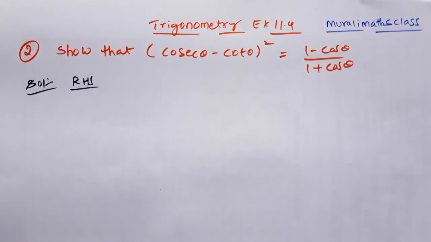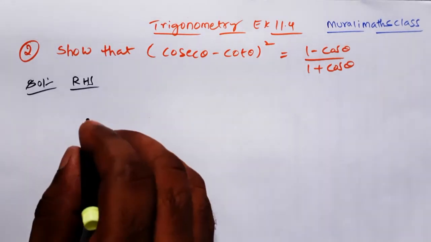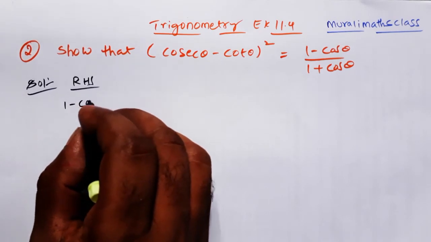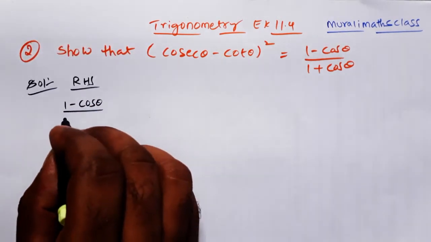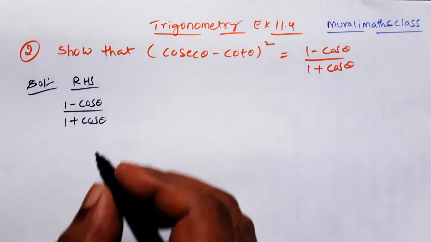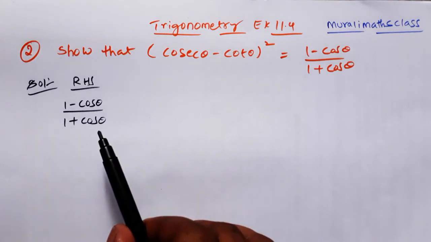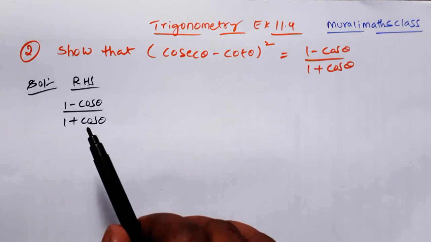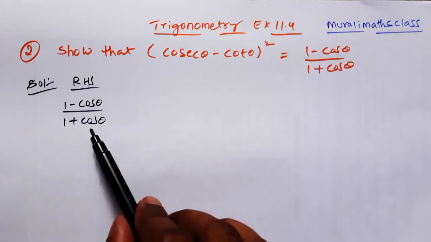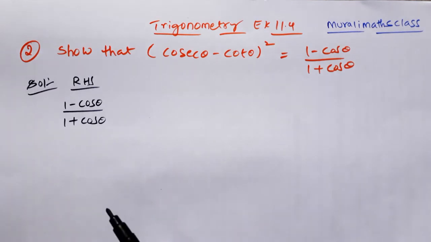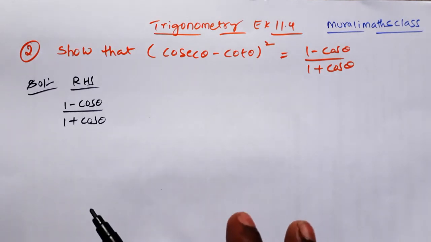Okay, yes. Now see here, step by step you see. What is RHS given? 1 minus cos theta by 1 plus cos theta, that is the RHS given. So the first thing what we have to do is we have to multiply with the conjugate of denominator. Nothing but rationalizing denominator.